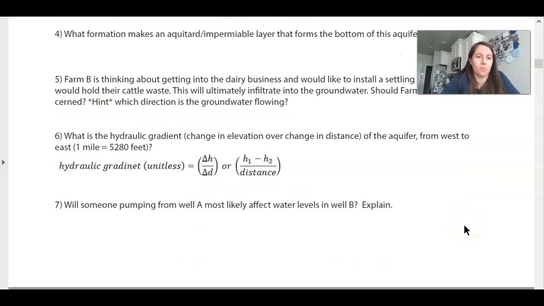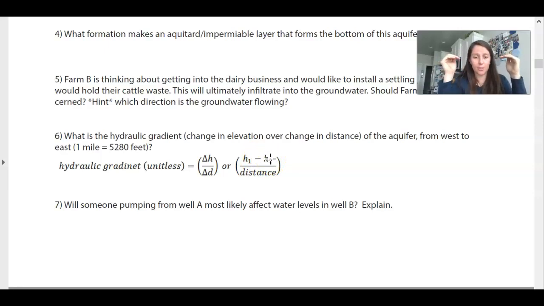Okay, so question 6. What is the hydraulic gradient, meaning the change in elevation over change in distance of the aquifer from west to east? So here, because the hydraulic gradient is unitless, you have to convert the amount of miles to feet. So here he's giving you 1 mile is equal to 5280 feet for the distance part. So the change in head, delta here means change, is equal to the hydraulic head, meaning the location of the static water level at one place, minus the H2 or the head at the other well.